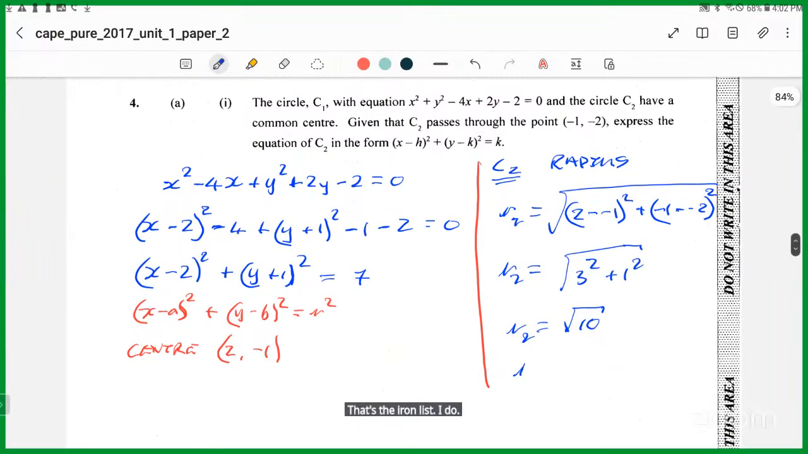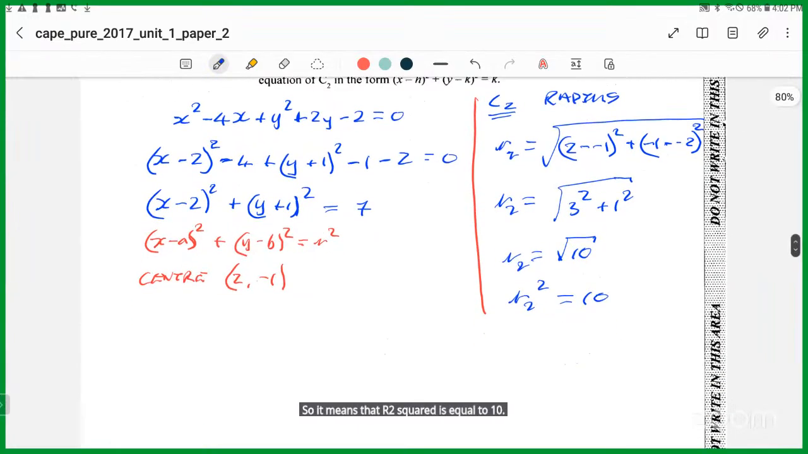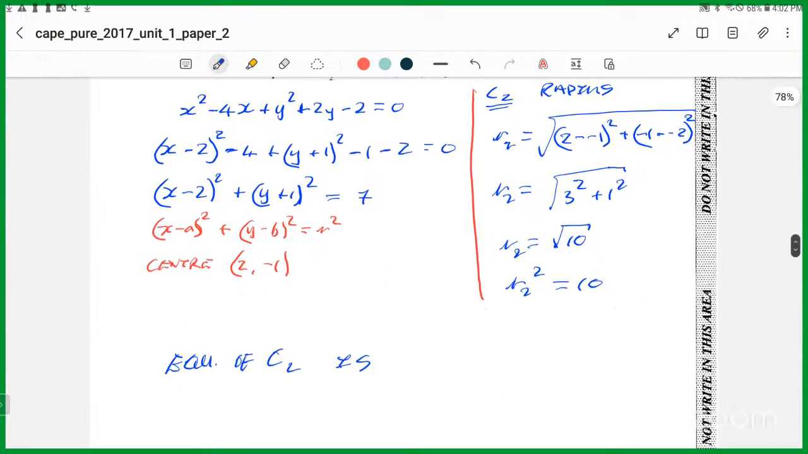So it means that R2 squared is equal to 10. And the other circle has the same center as this. So the equation of C2 is the same as this, just the radius different. Same as this because of the same center. x minus 2 squared plus y plus 1 squared equals the radius of circle 2 squared, which is 10. That is it.